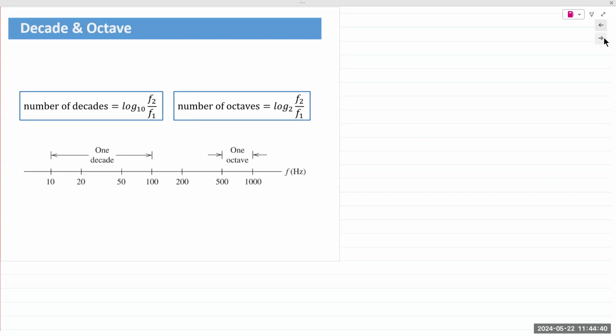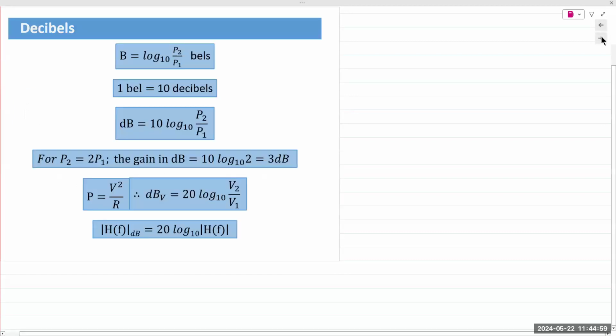We are only interested in the decade of frequencies. So the x-axis is plotted using the log scale, compressing a very large range of frequencies into a small area. And then they came up with a new unit to quantify the power loss.